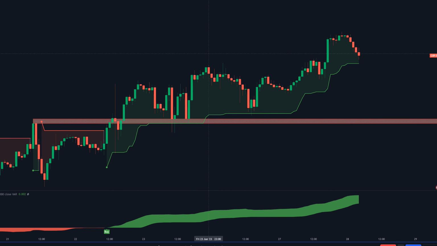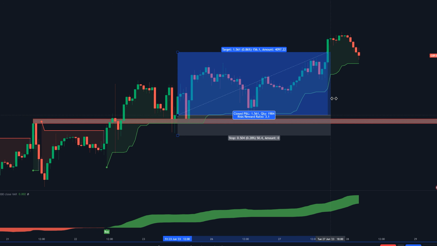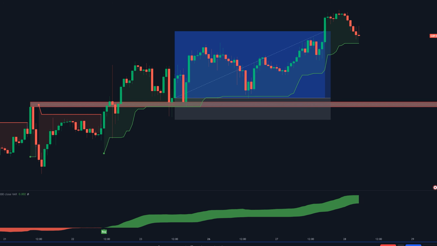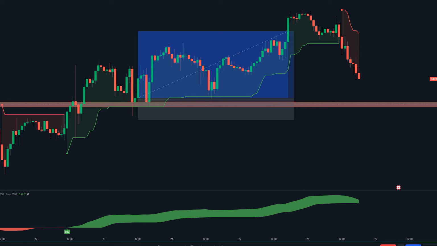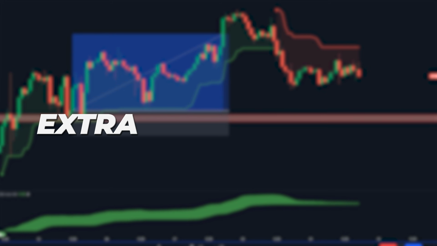If we were to take the trade here and have the stop loss under this swing low and target even a 1 to 3, for example, well, that trade would have been profitable. It's always about taking the indicator strategies and incorporating them into your own existing strategy that is price action based. Indicators are always just for extra confirmations.